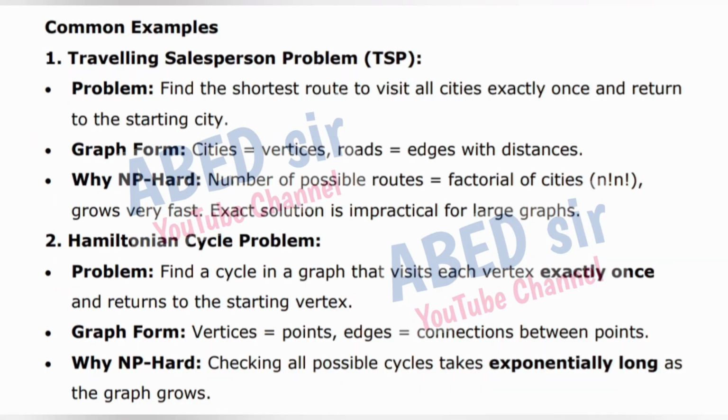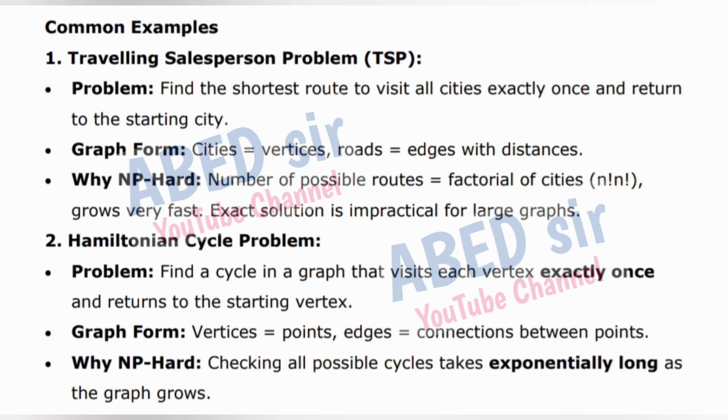Common examples. 1. Traveling salesperson problem, TSP. Problem, find the shortest route to visit all cities exactly once and return to the starting city. Graph form, cities are vertices, roads are edges with distances. Why NP hard, number of possible routes is factorial of n cities, which grows very fast. Exact solution is impractical for large graphs.